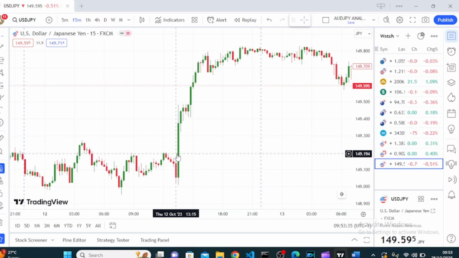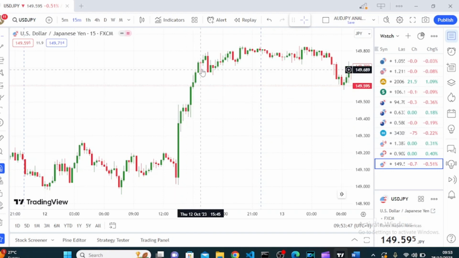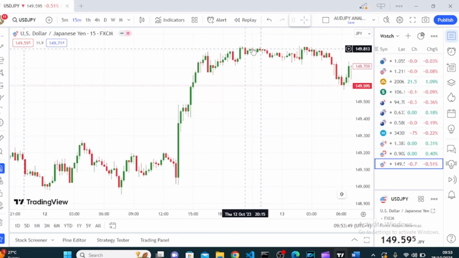Okay, remember, we are going to talk technical analysis. We are going to teach all of that, right? But we just want you to understand fundamental analysis. You can see that the price of USD went up even after this bullish candle. It kept rising and rising till the end of that day.